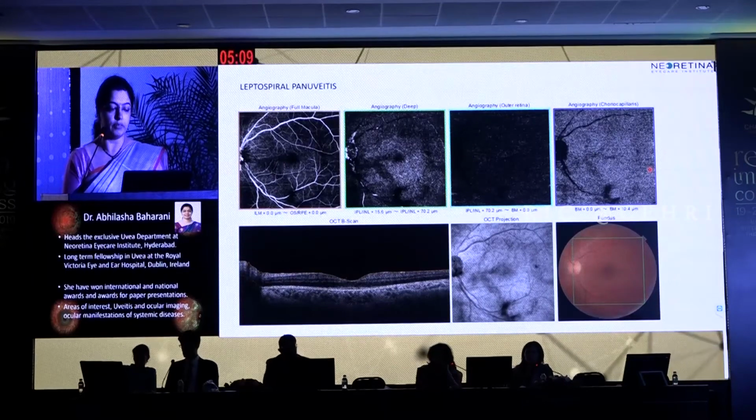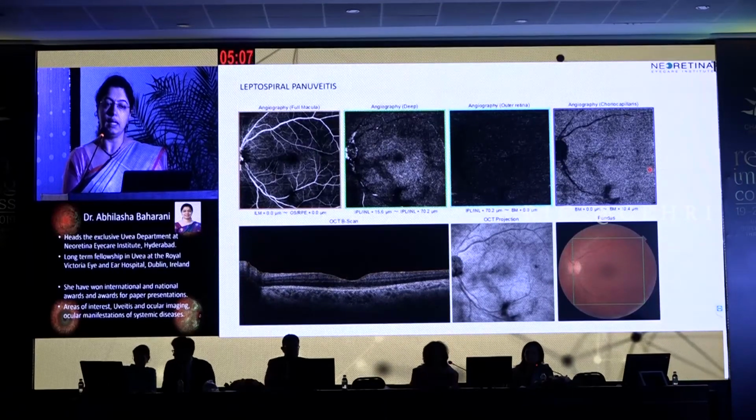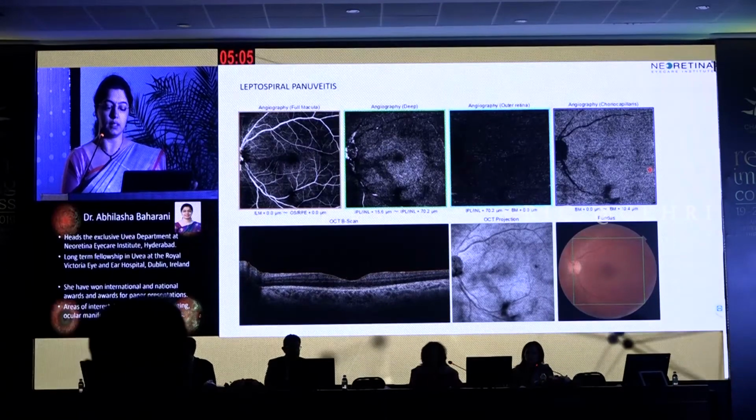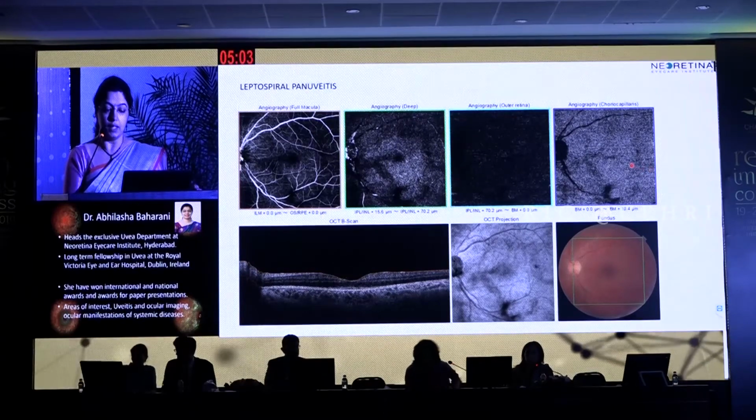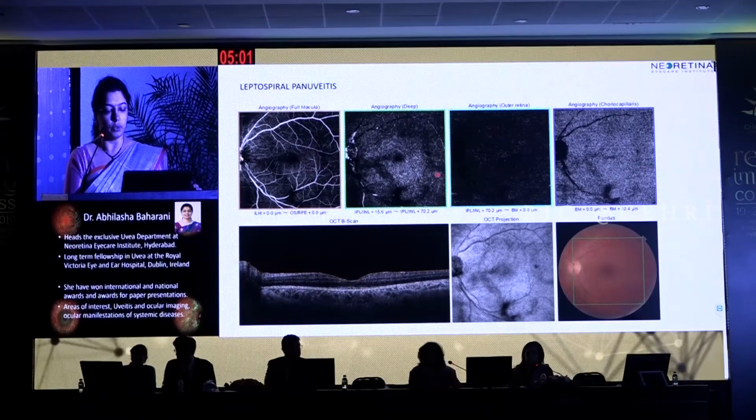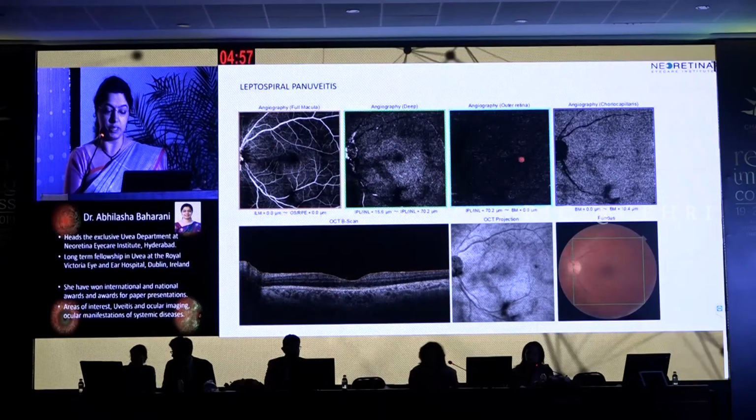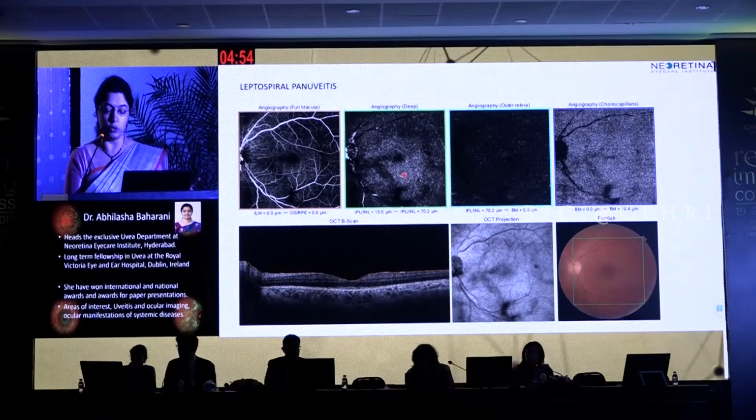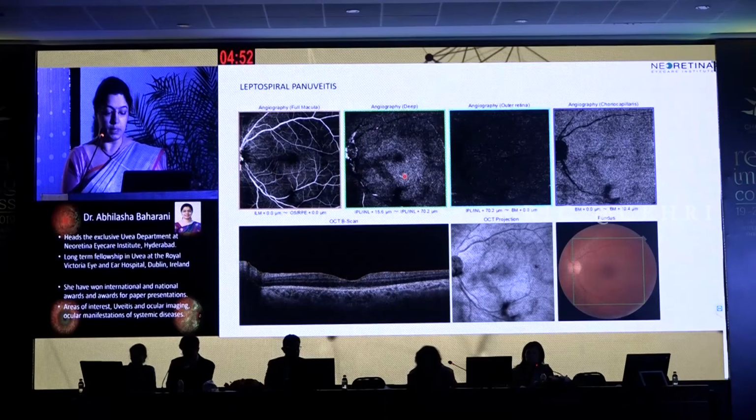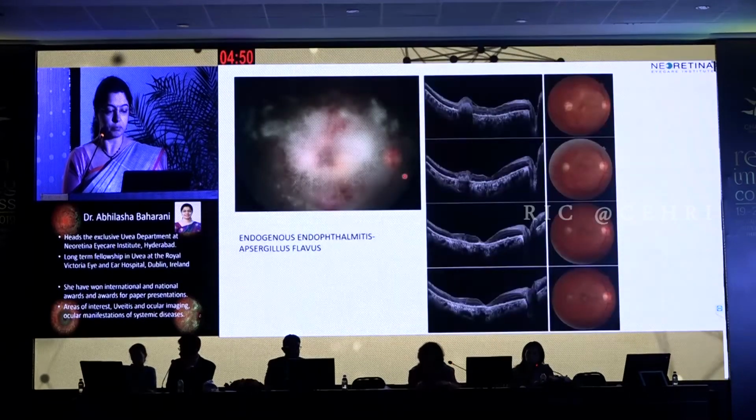This is a case of leptospiral panuveitis. In leptospirosis, you see vitritis with a lot of vitreous membranes. So this is OCT angiography, and you see there is shadowing actually from the vitreous membranes. This is not loss of flow. So OCT angiography should be interpreted with caution.